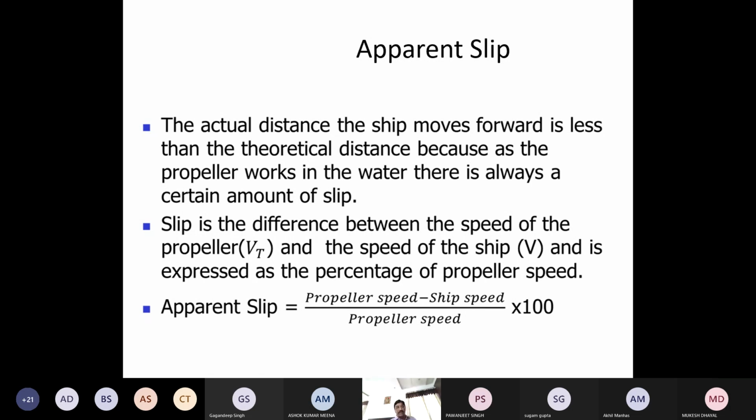दैट डिफरेंस इज कॉल्ड द स्लिप. सो द डिफरेंस बिटवीन द प्रोपेलर स्पीड and the ship speed, that is the slip, but it is expressed as percentage of the propeller speed. तो डिफरेंस को ही हम स्लिप कहते हैं. सो प्रोपेलर स्पीड माइनस शिप स्पीड, मान लो दोनों में हाफ नॉट का फर्क आया या 1 नॉट का फर्क आया, दैट डिवाइडेड बाय प्रोपेलर स्पीड. कितनी परसेंटेज है चेंज इसमें, क्योंकि आपकी V विल बी लेस देन Vt.